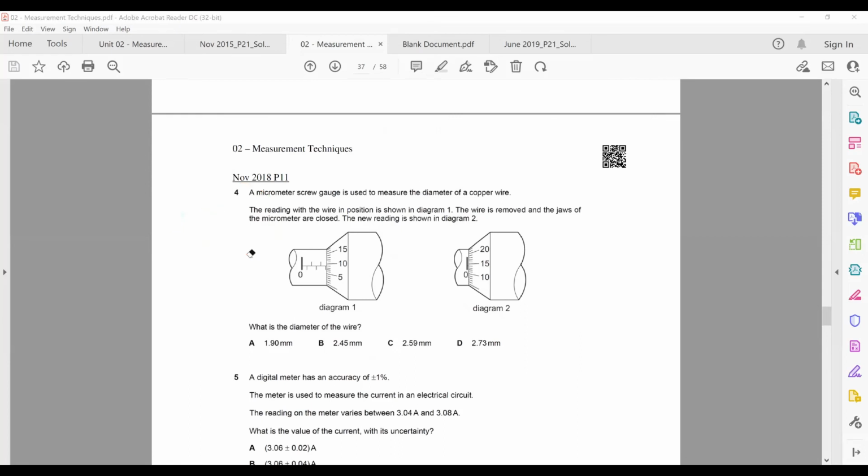Let me just see whether you know how to do micrometer reading. Page 37 of your worksheet. Okay, now a micrometer screw gauge is used to measure the diameter of a copper wire. The reading with the wire is in the position as shown in figure 1. The wire is removed and the jaws of the micrometer are closed. The new reading is as shown in diagram 2. What is now the diameter of the wire?